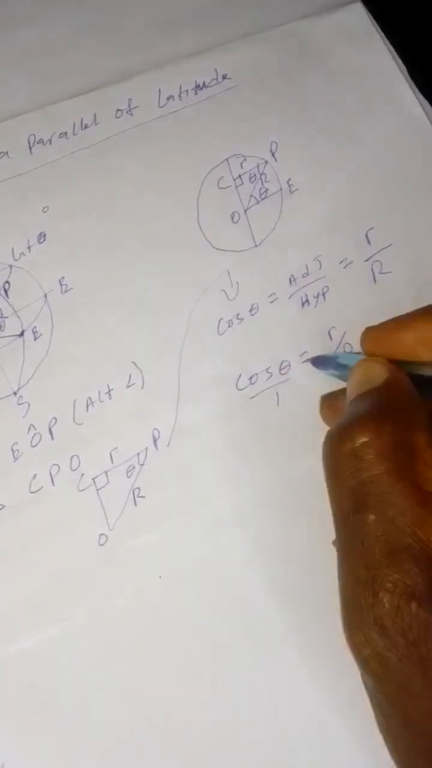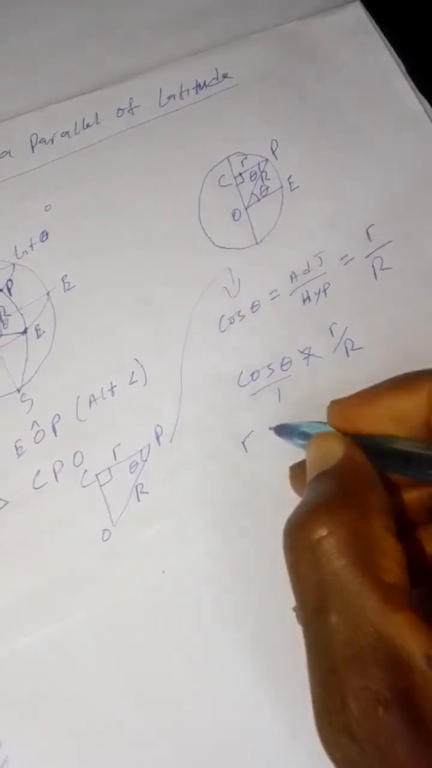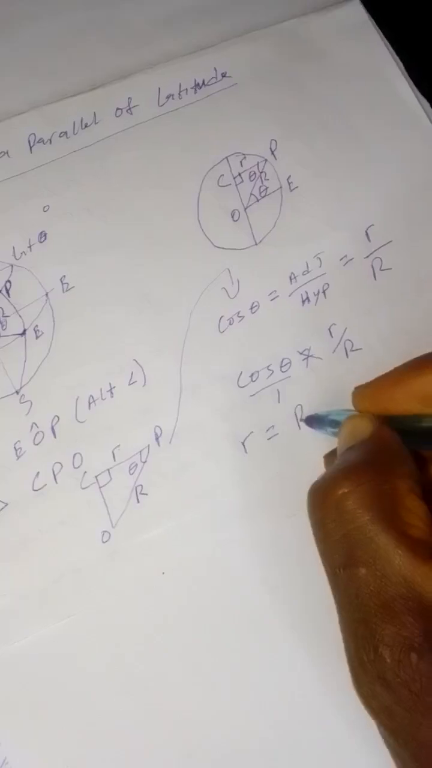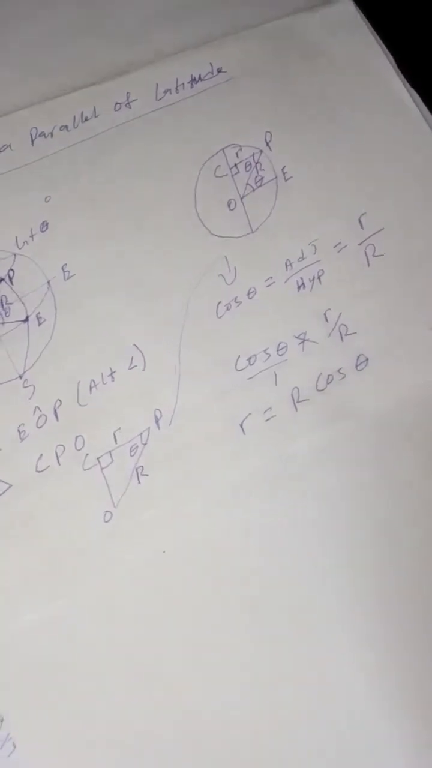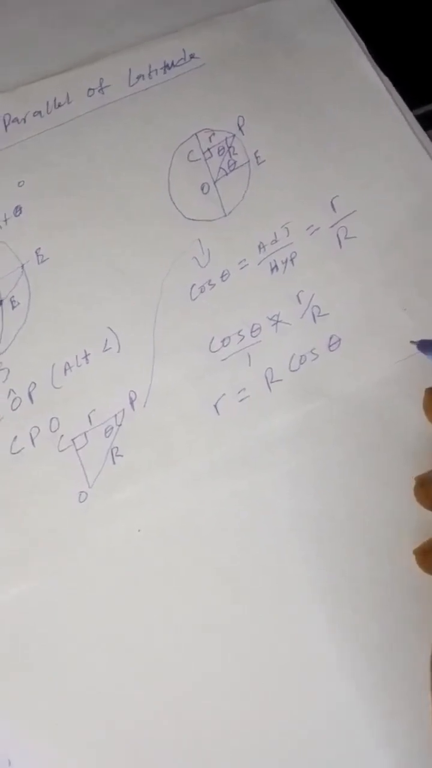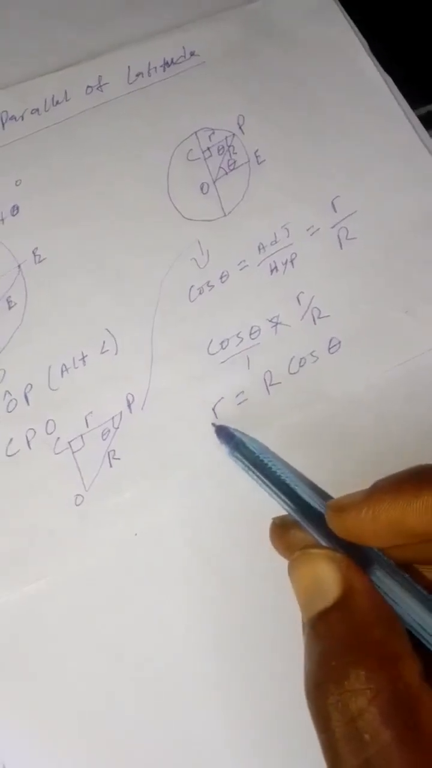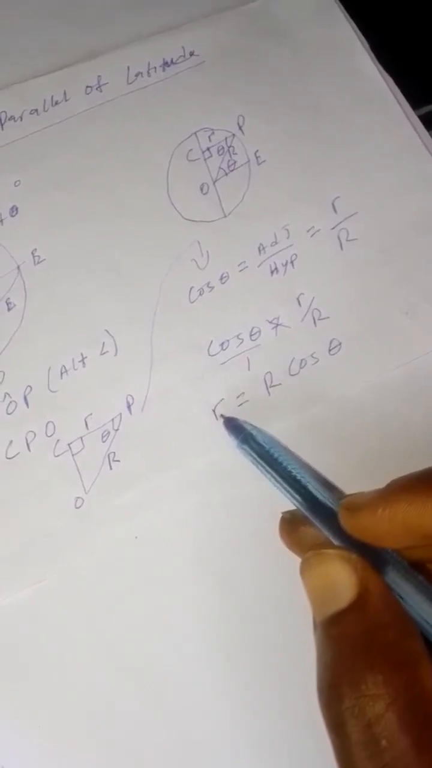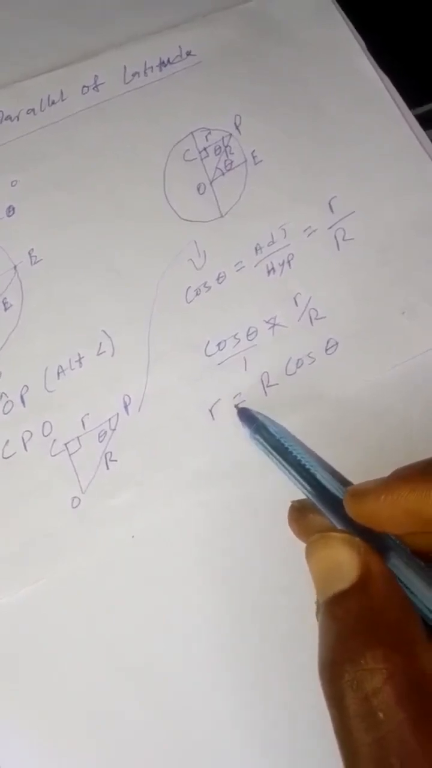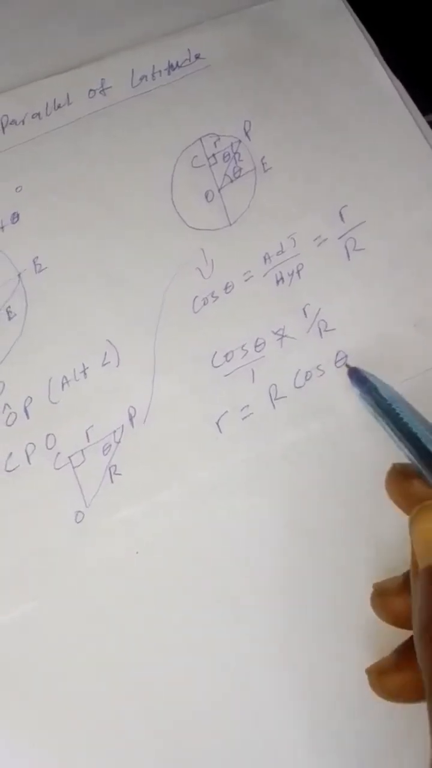So by cross multiplication, small r equals capital R cos theta. That is the radius of the parallel of latitude. The radius of a parallel of latitude is equal to the radius of the Earth times cos theta.